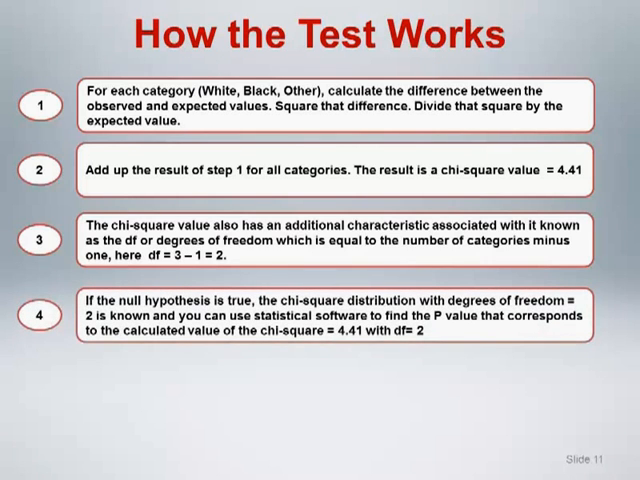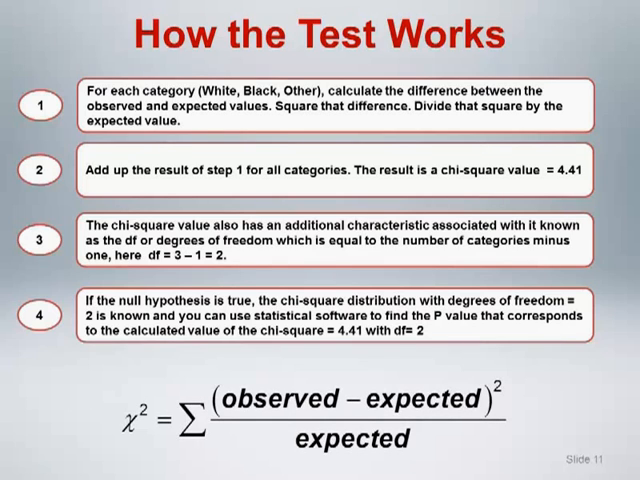If the null hypothesis is true, the chi-square distribution with degrees of freedom equal to 2 is known, and you can use statistical software to find the p-value that corresponds to the calculated value of the chi-square equal to 4.41 with 2 degrees of freedom. Here is the formula for calculating the appropriate chi-square value. This is what we generally refer to as a test statistic, a formula or equation used to generate an appropriate test value from which a p-value is calculated. Calculation of the test statistic and the p-value will be demonstrated later using StatCrunch.